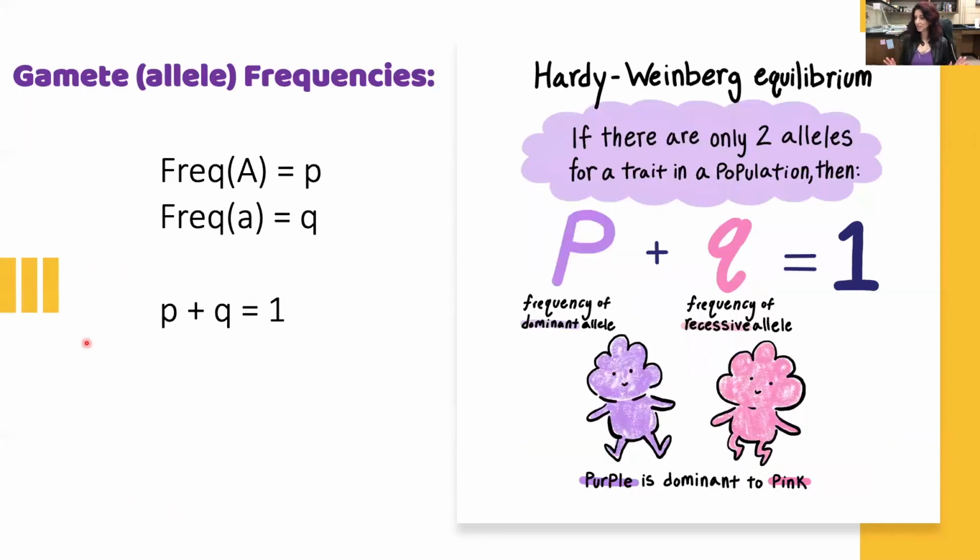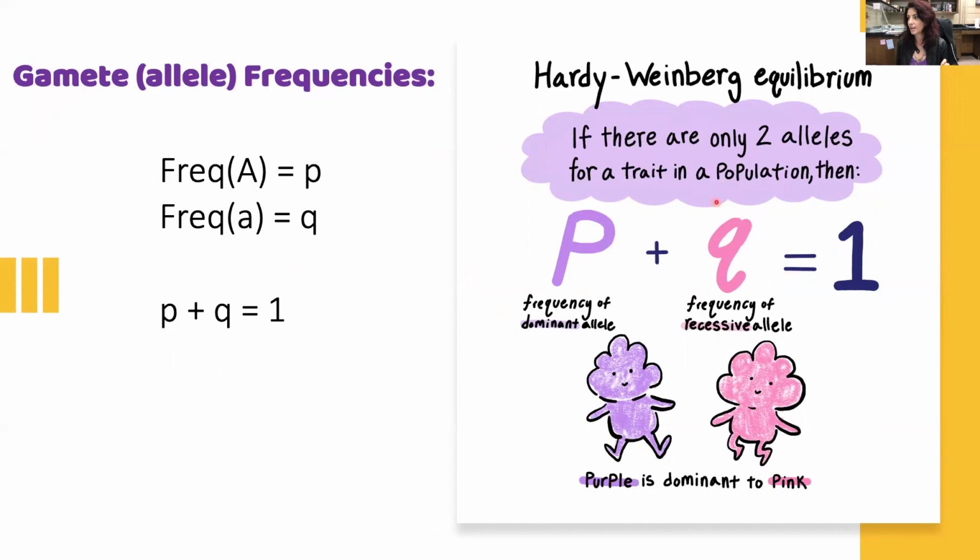So here's where the math comes in. Brace yourself. We can approximate gamete or allele frequencies in this way. The frequency of A, the dominant allele, is represented by the letter P. The frequency of the recessive allele, lowercase a, is represented by the letter Q. In any population, P plus Q equals 1. Okay, seems pretty fair enough. If there are only two alleles for a trait in a population, then the frequency of the dominant allele plus the frequency of the recessive allele is going to equal 1.